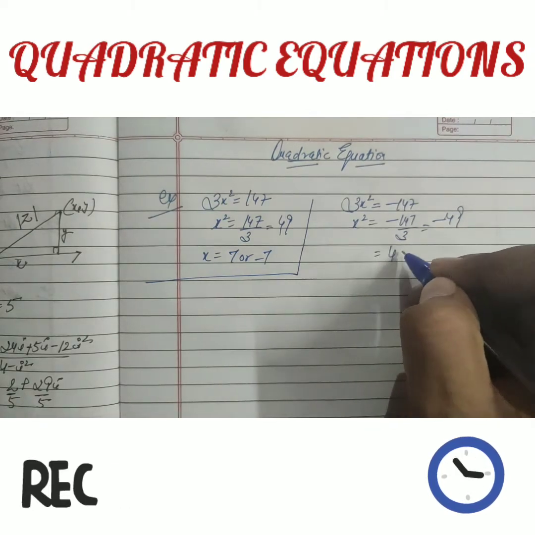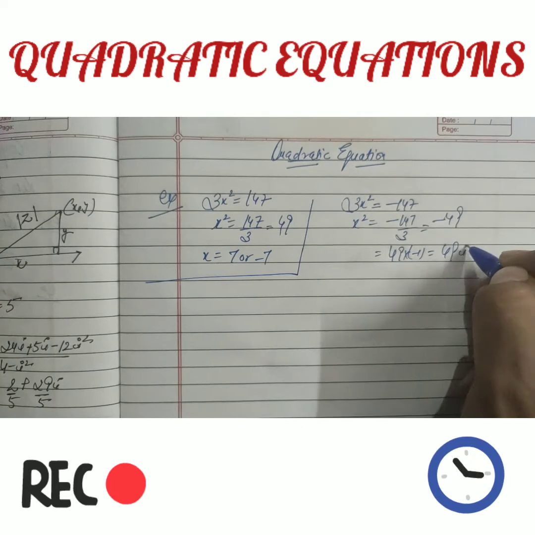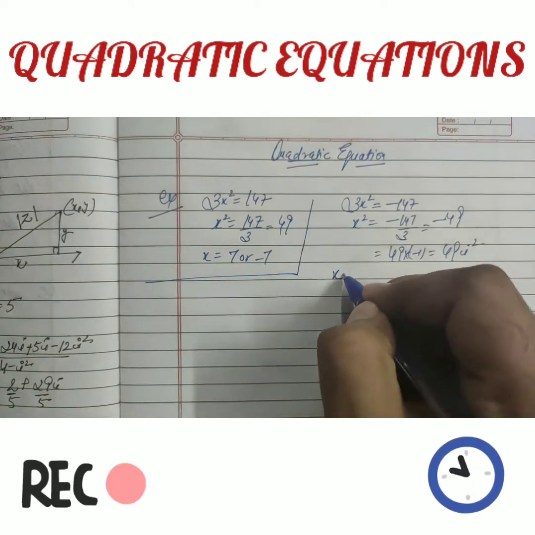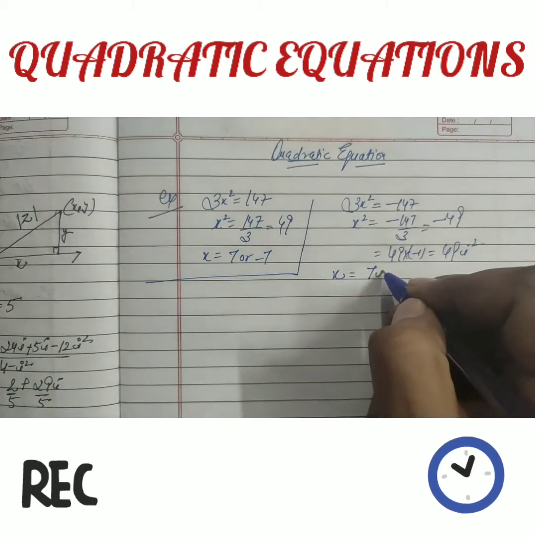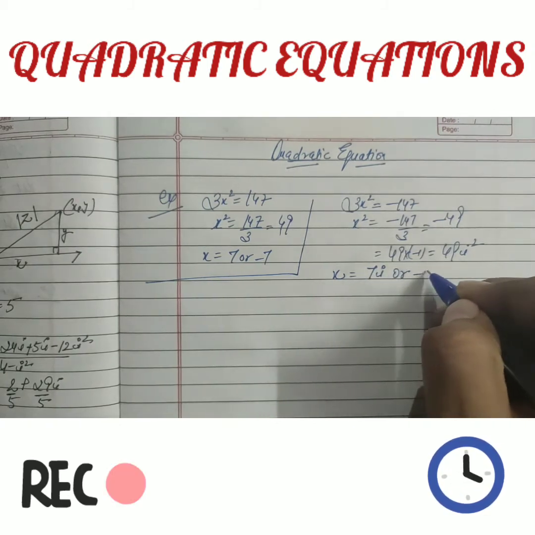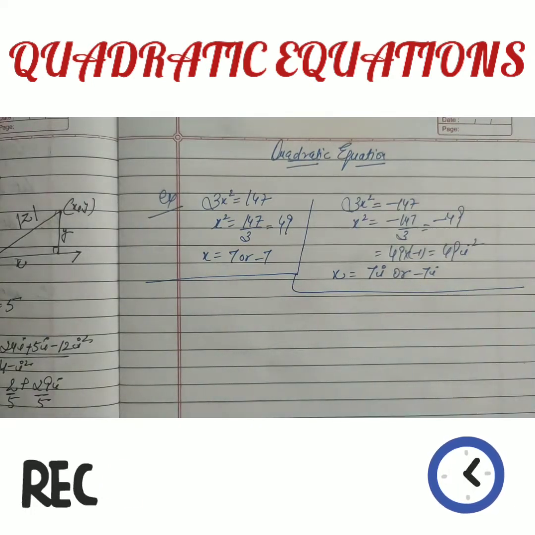We can write it like this: 49 multiplied by minus 1, and we know that minus 1 is known as iota square. When we take square root on both sides, the square root of 49 is 7, and the square root of iota square becomes iota. Either it is positive, otherwise it is negative. This we are going to discuss in quadratic equations when the roots are not real. Another example we are going to take here.